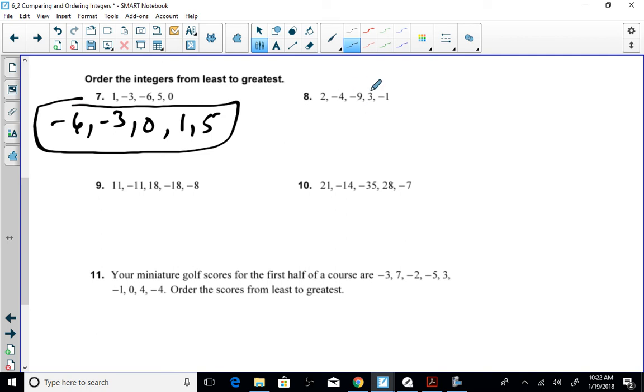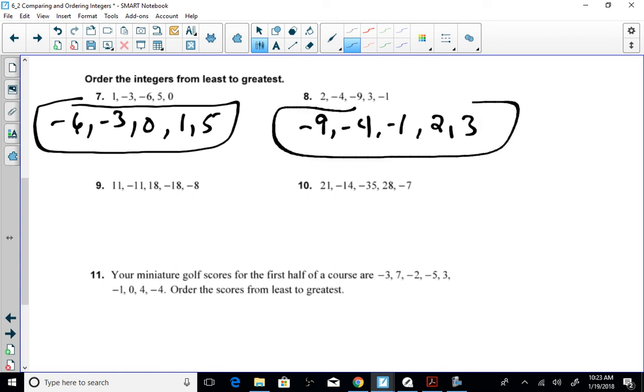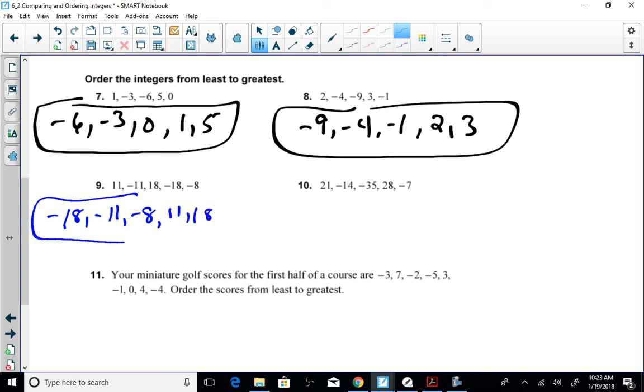Problem 8, your furthest left is going to be -9. Then you'd have -4. Then you'd have -1. So I take care of all my negatives. Then my positive numbers, I'd have 2, and then I'd have 3, moving left to right on the number line. Problem number 9, -18 is furthest left. Then we'd have -11. Then we'd have -8. Then moving left to right, we'd have 11. And then we'd have 18 from least to greatest.